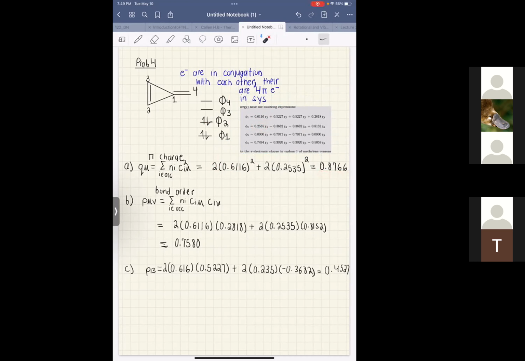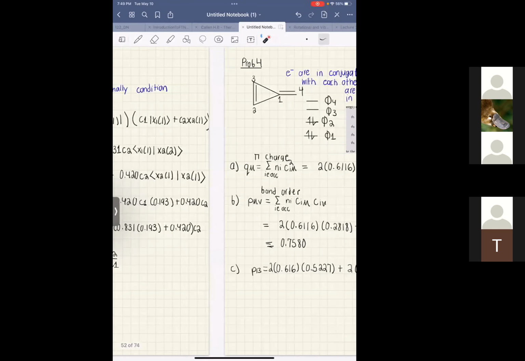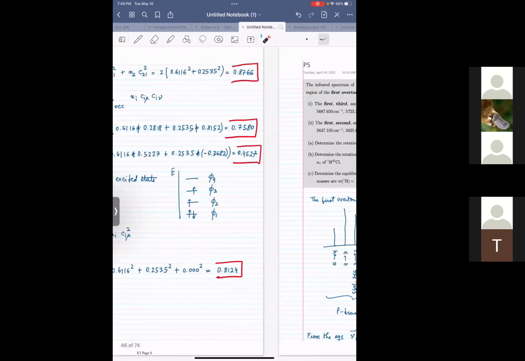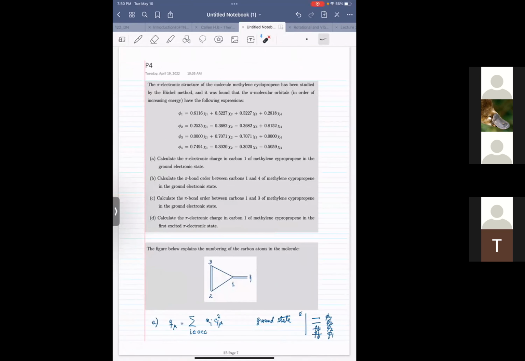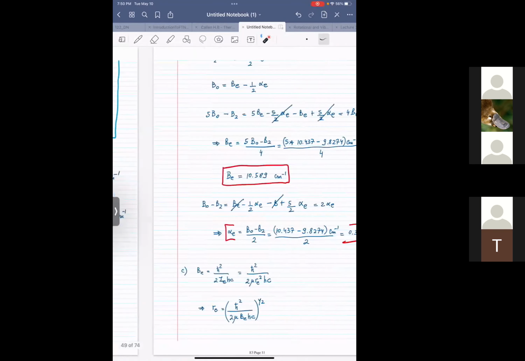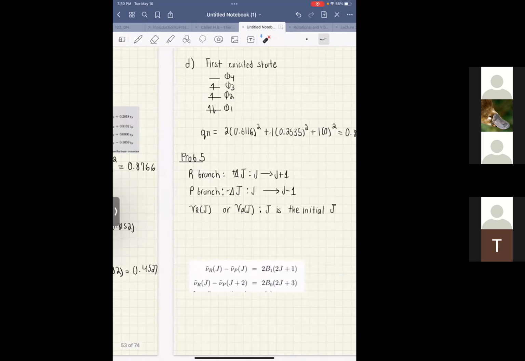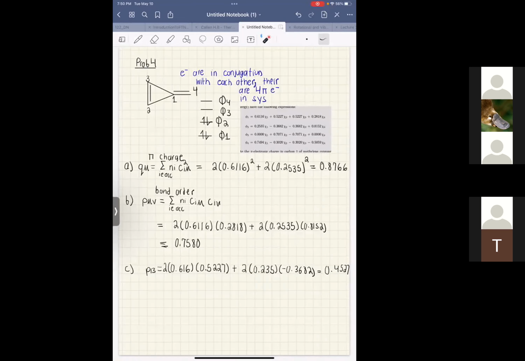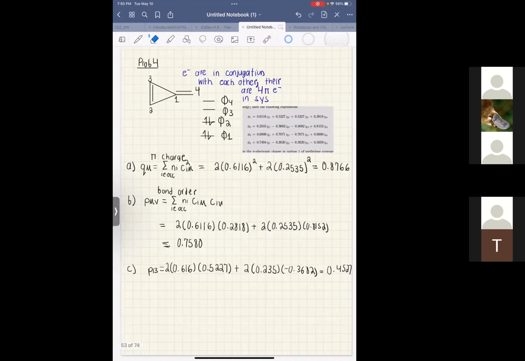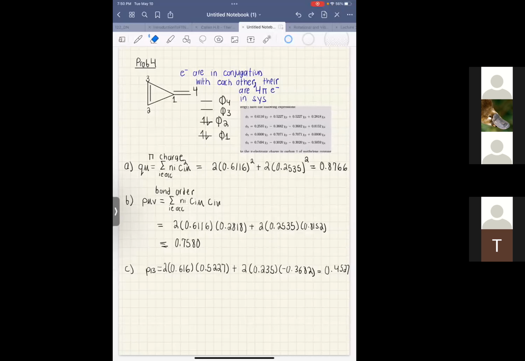Okay, so the next question is the same. They want you to find the bond order between electron 1 and electron 4. It's pretty much the same thing as the pi charge. You just use the coefficients of electron 1 and electron 4. This goes over the occupied orbitals, so it's pretty much the same process as part A. Then we get the product of the coefficient of the first electron and the coefficient of the fourth electron.